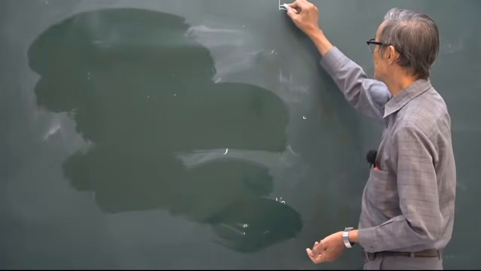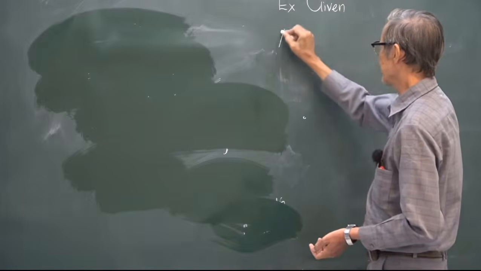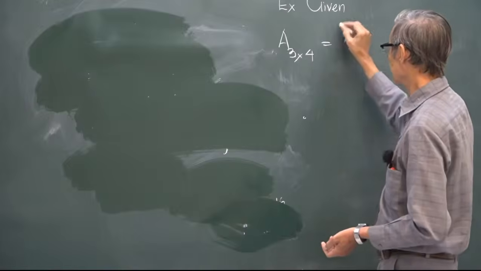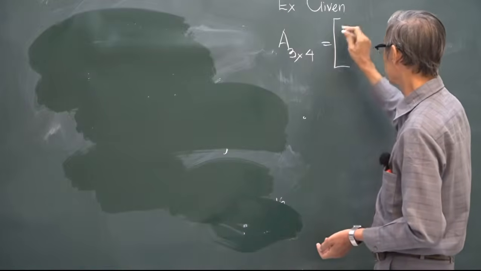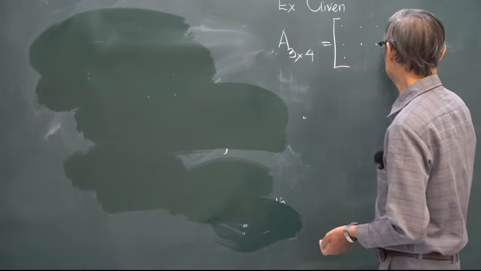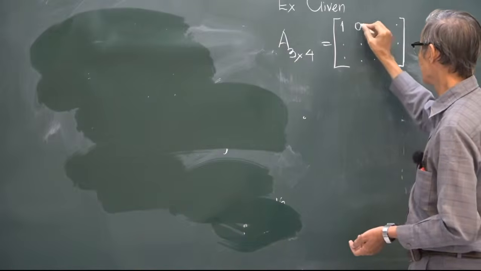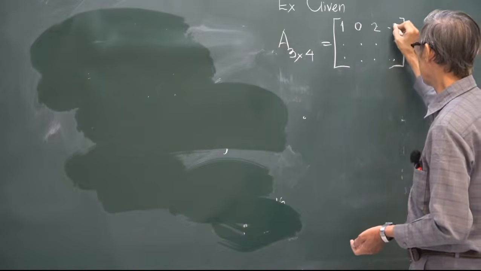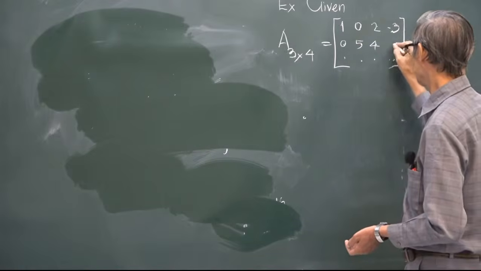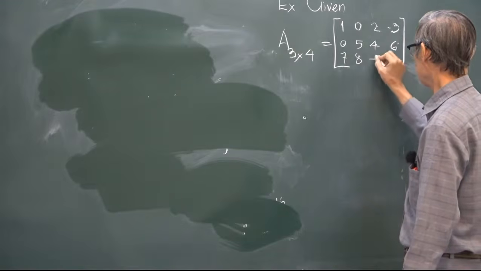For example, given A 3 times 4 equals 3 rows, 4 columns. 1, 0, 2, minus 3, 0, 5, 4, 6, 7, 8, minus 1, 2.